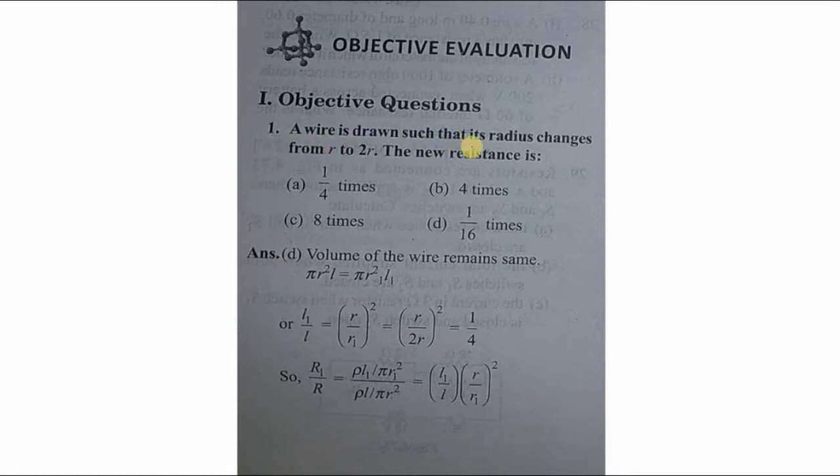Question 1. A wire is drawn such that its radius changes from R2 to R. The new resistance is 1/4 times, 4 times, 8 times, or option D, 1/16 times. And the answer is option D, 1/16 times. And here is the explanation, and the remaining part is here. So that's why R1 is equal to R/16.